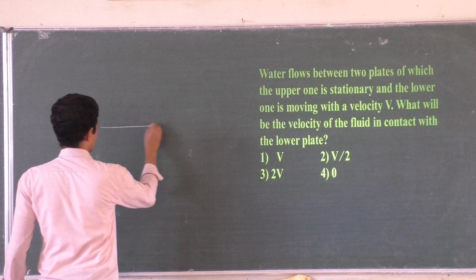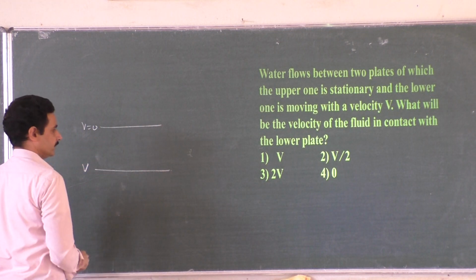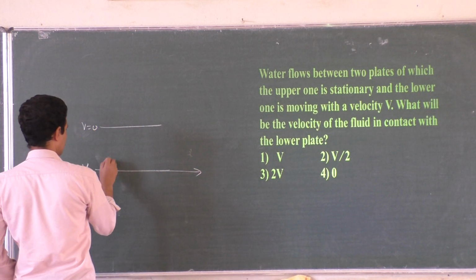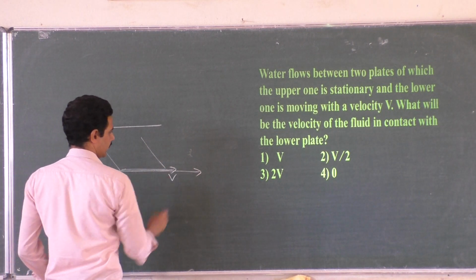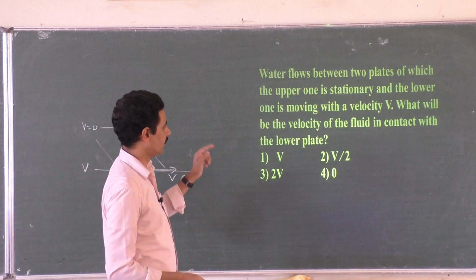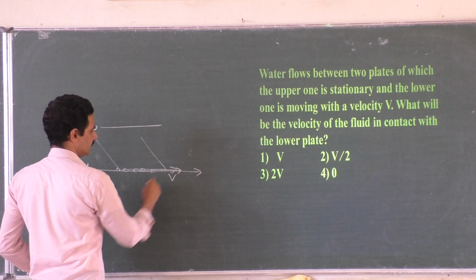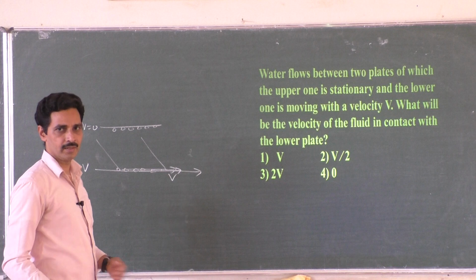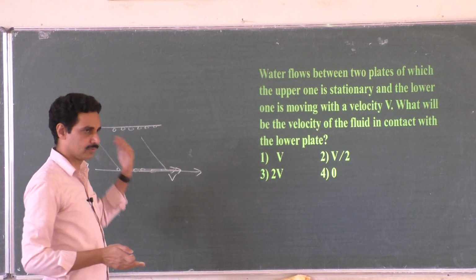Upper one is stationary, so its velocity is 0. Lower one is moving with the velocity v. So when this plate is moved away, water in contact with it should move away with the velocity v itself. So what will be the velocity of the fluid in contact with the lower plate? The one in contact with the lower plate moves with the velocity v. The layer of water in contact with the upper plate, since it is stationary, will be stationary.